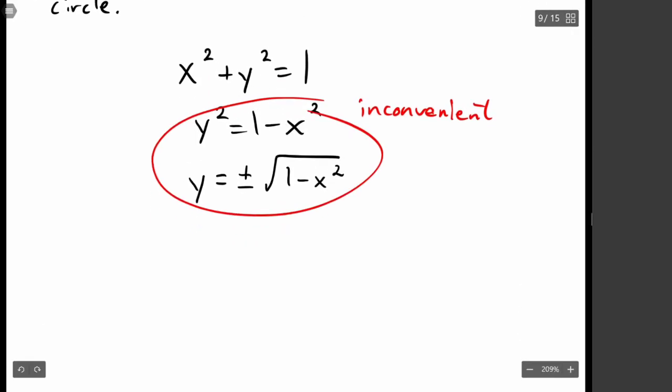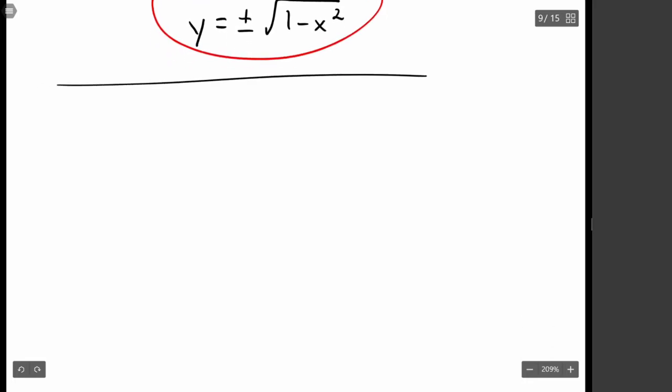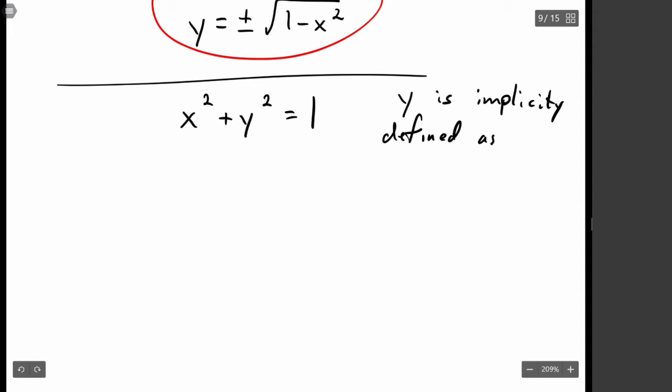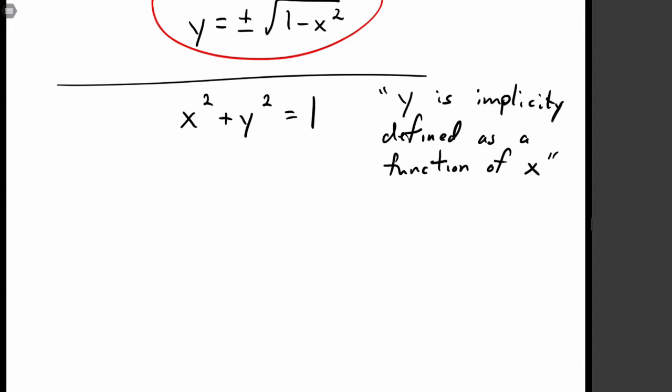So what's another way we can do this? Well, let's start with this equation here. And what we're going to do is say, in this equation, y is implicitly defined as a function of x. Okay? So in this equation, y is implicitly defined as a function of x. So we kind of have y equals f of x.